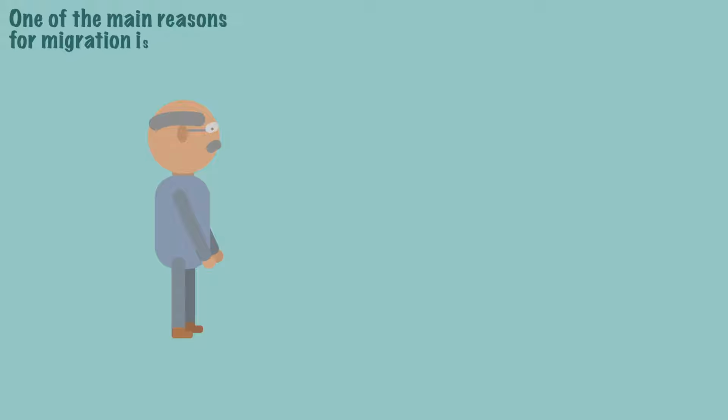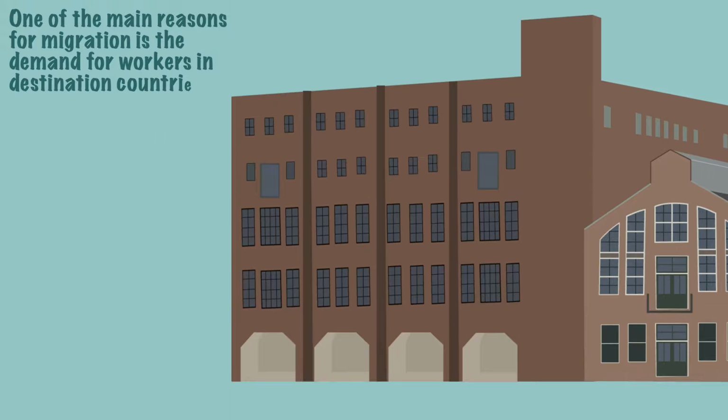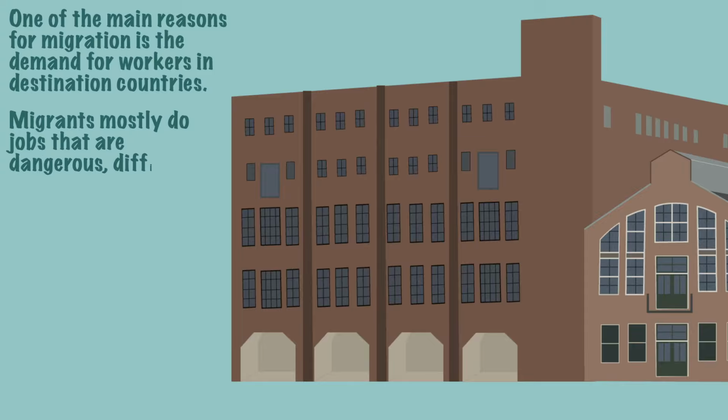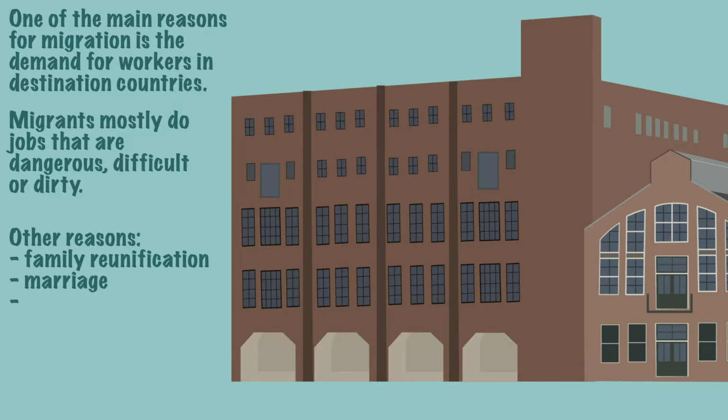One of the main reasons for migration is the demand for workers in destination countries. Especially jobs that are dangerous, difficult or dirty are less and less done by residents of the destination country, and as a result immigrants are often recruited for them. Other reasons for migration include family reunification, marriage and study.